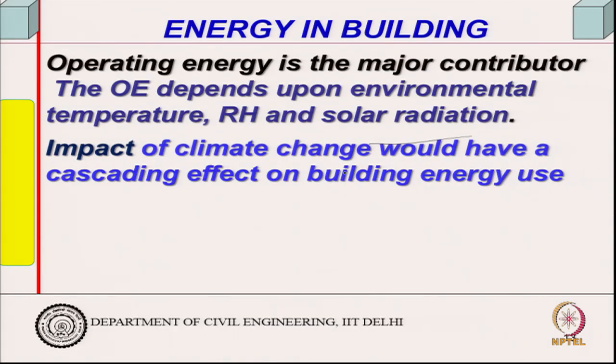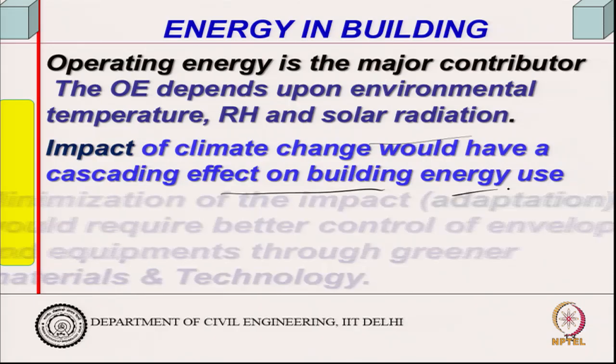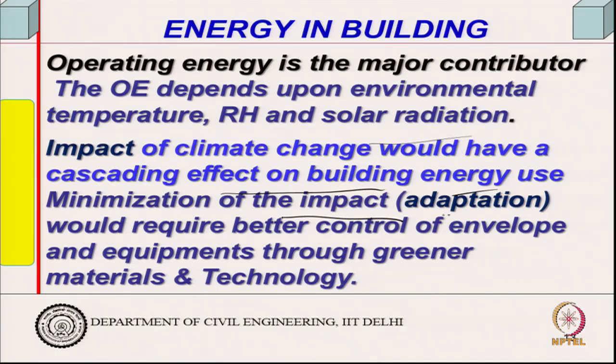So, if you have change in temperature, supposing there is a change in global warming and change in temperature, this will in fact have a cascading effect on building energy use, because higher temperature, particularly in tropical countries where temperature is higher. So, therefore, you would need more energy to be removed. So, this is called as kind of a cascading effect, vicious effect in fact. So, therefore, minimizing of this impact would be better, so you need to control this as well. Minimization of the impact would require better control of envelope and equipment through greener materials and technology.